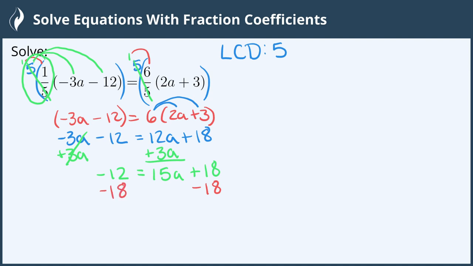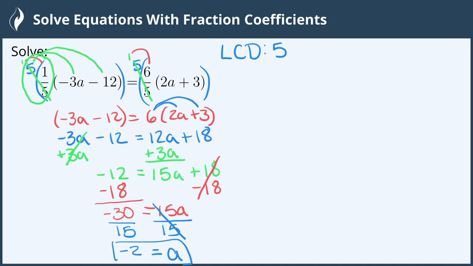On the right-hand side, 18 minus 18 cancels, so we're left with 15a. On the left-hand side, we have negative 12 minus 18, which is negative 30. And now to continue simplifying and isolating the variable, we'll divide both sides by 15. On the right-hand side, 15 divided by 15 cancels. So we're left with a equals negative 30 divided by positive 15 is negative 2.